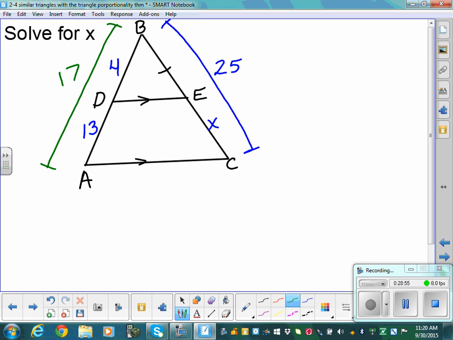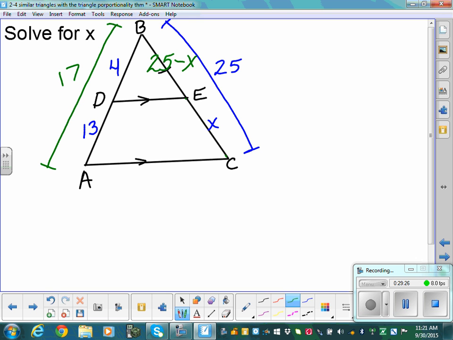So we know the full amount is 25. We know this piece is x. So what would this piece be? 25 minus x. Good, 25 minus x. Okay, guys, so here's why it's 25 minus x. If we know the full amount of something, and we know another piece of that, if we want to find this piece right here from E to B, we would take the full amount, 25, and subtract off that amount. True? True. So I'm going to say that again.